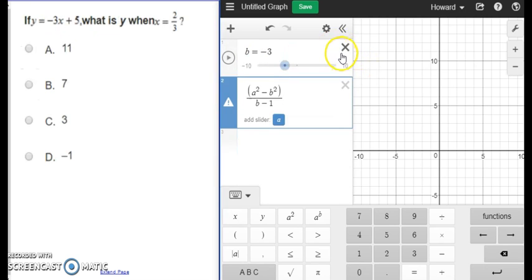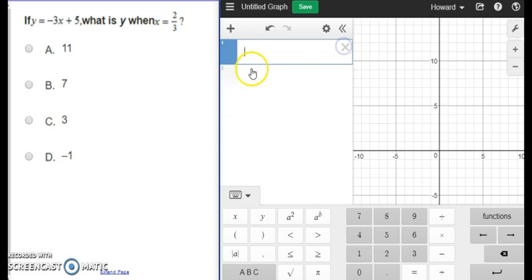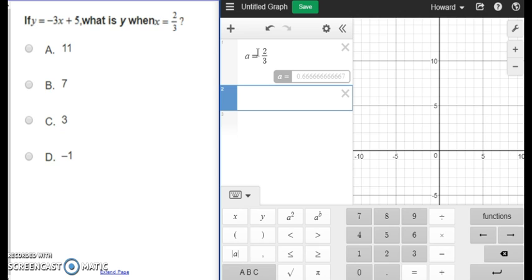All right, going to plug this one in here, number 3 from your test. So we've got y is equal to negative 3x plus 5. What is y when x is 2/3? So let's type in a equals 2/3. Now I go over here and I say, okay, well, I want to know negative 3a plus 5. And my answer is 3.